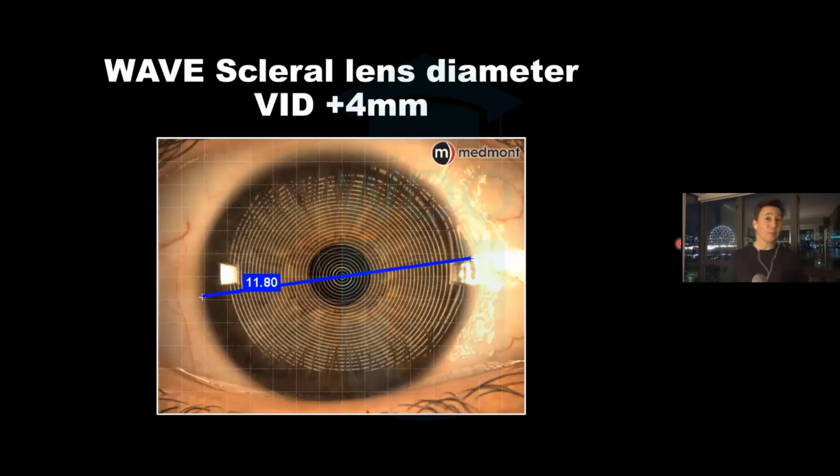And the last thing that we might want to do before we build any lens is check the visible iris diameter. And the recommended WAVE scleral lens is visible iris diameter plus 4 millimeters. So on an 11.8 millimeter eye, we would want to start out with a default of 15.8 millimeters as kind of an optimal starting point for this patient. So VID plus 4 millimeters is a good starting point.